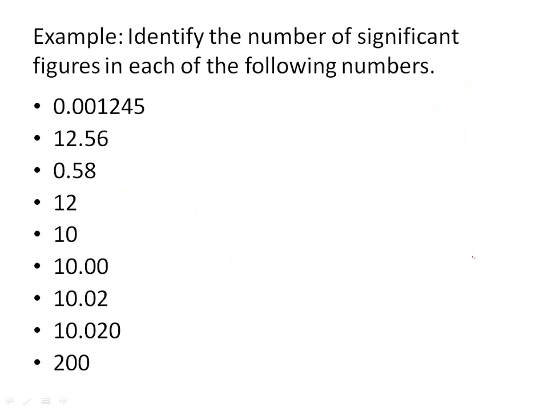All right, so let's test it out. Let's try some problems. In these problems, we're going to identify the number of significant figures in each of the following numbers. So let's look at 0.001245. How many significant figures would that have? Remember, when we look at significant figures, we start counting on the left-hand side, and we start counting with our first non-zero digit. So my first non-zero digit is going to be this 1. And then, of course, the 2, the 4, and the 5 are also significant because they're all non-zeros. So this number will have 4 sig figs, okay?